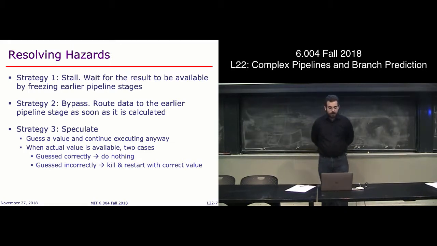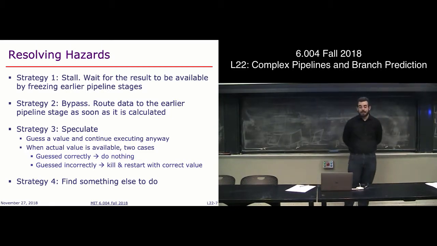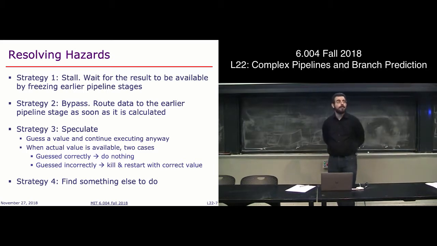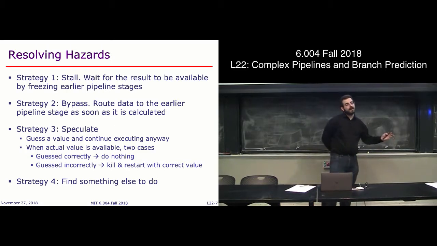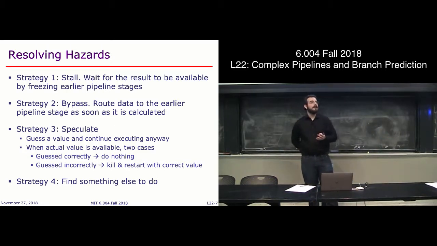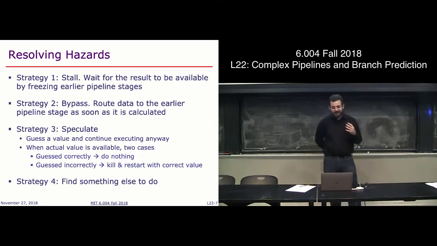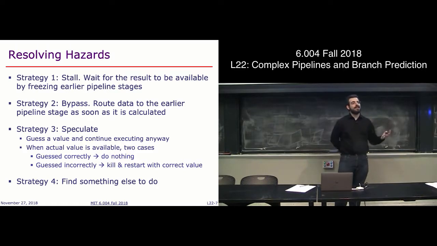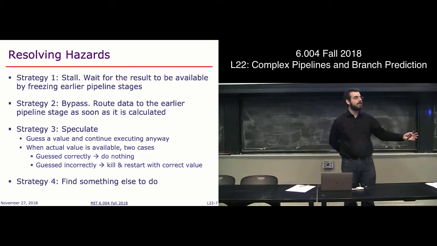But now I want to focus on data hazards and essentially introduce a fourth strategy, which is to find something else to do. If you have an instruction that depends on some data value that's not yet available, for example, there's a load and then another instruction that's consuming that load, well, you could stall, right? Predicting it doesn't really work. Bypassing it doesn't really work because you're still fetching it from memory. But what if there's some other instruction downstream, right?